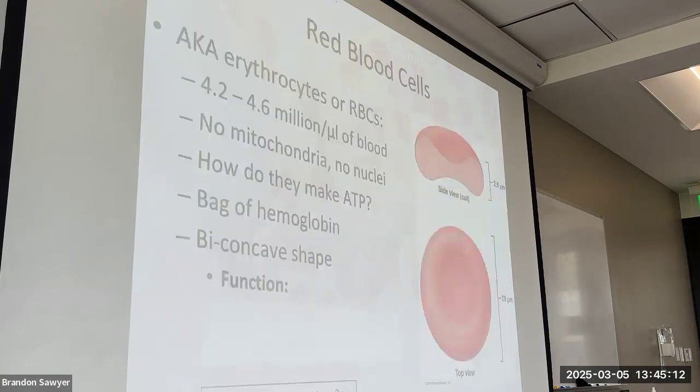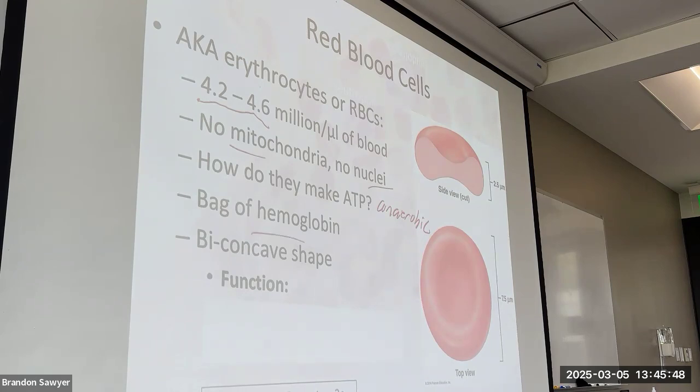All right, so then we've got the red blood cells, okay? Red blood cells, AKA erythrocytes or RBCs. We have somewhere between 4.2 and 4.6 million of these per microliter of blood, okay? They're interesting cells because they don't have mitochondria and they don't have a nucleus, so they can only make ATP via the anaerobic pathway. That's the glycolytic system, the one that produces lactate. They really don't have a lot of function except for the one function that they do really well, which is carry oxygen for us, right?